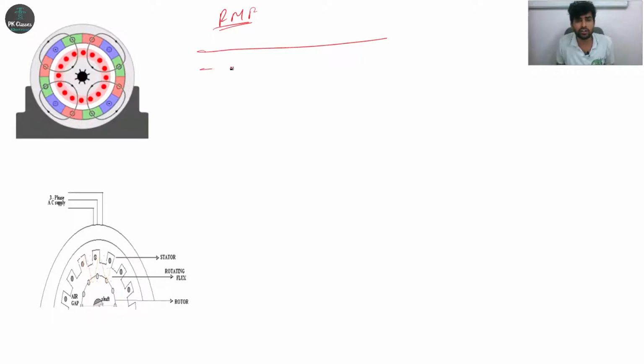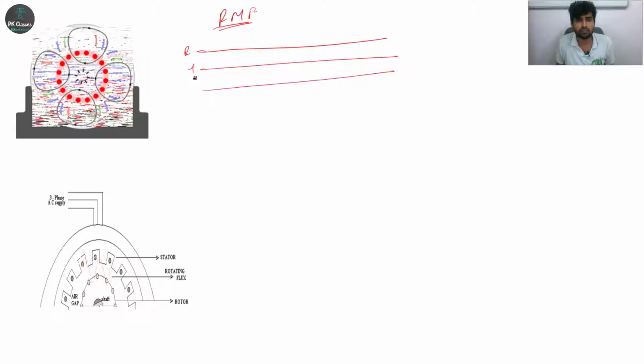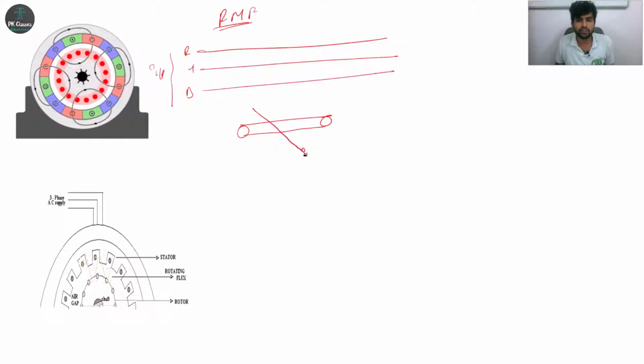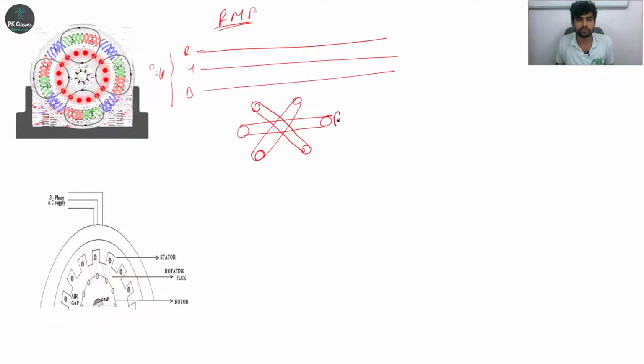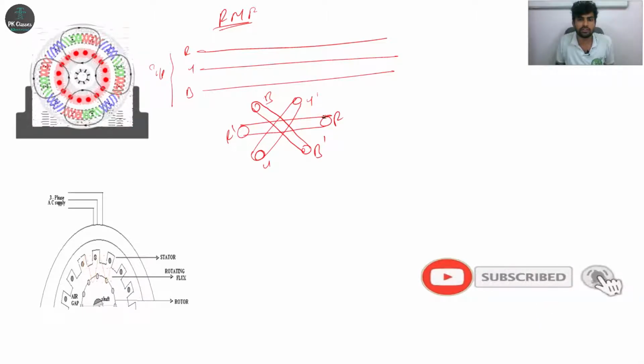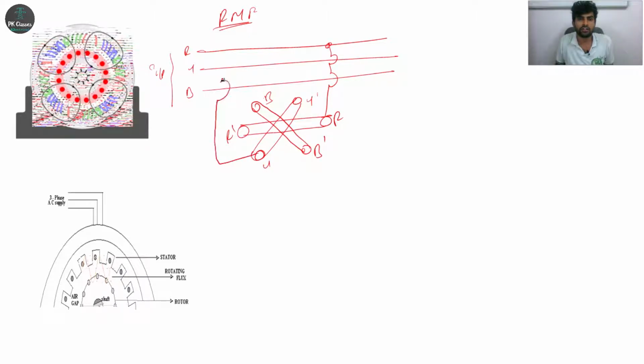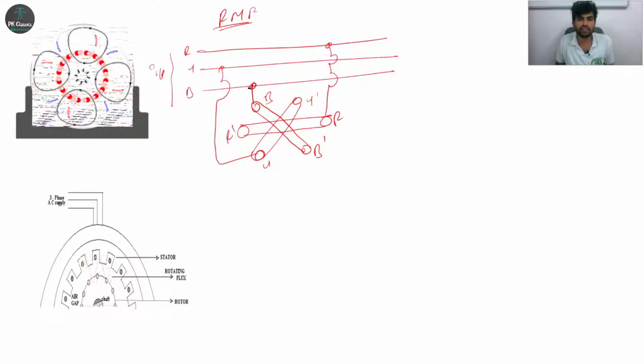Okay, we'll discuss RMF in detail. So I'll begin with the three-phase supply to the stator. R, Y, B input. So here there is a stator R conductor, and then this one is a B conductor. This one is a Y conductor. Okay, so R dash, Y dash, B dash, right? So this R is connected over here, and then this Y is connected over here, and then B is connected here, right?